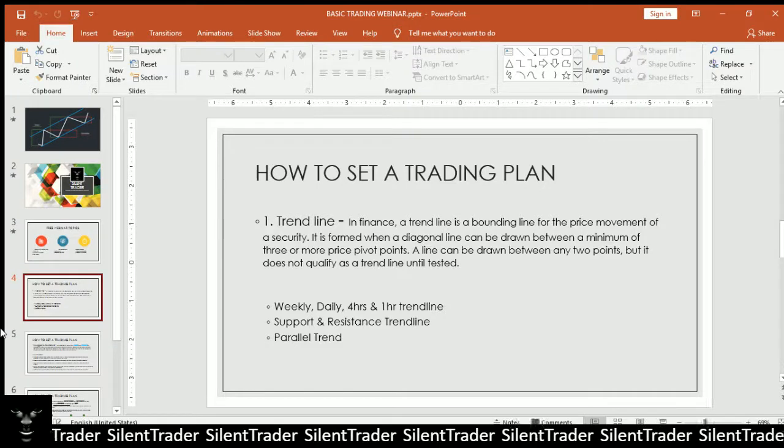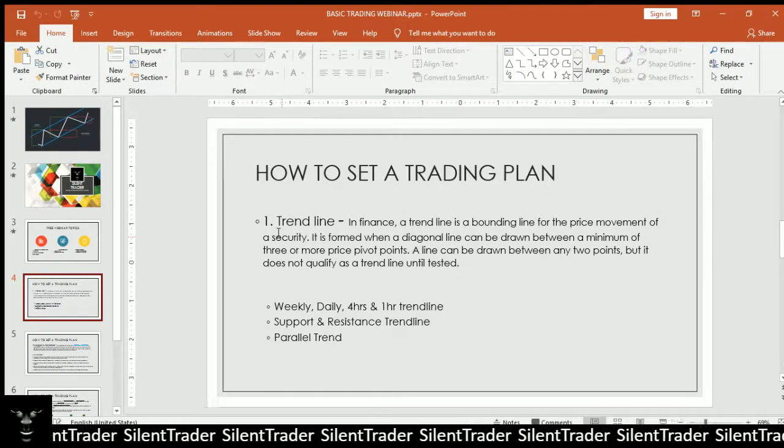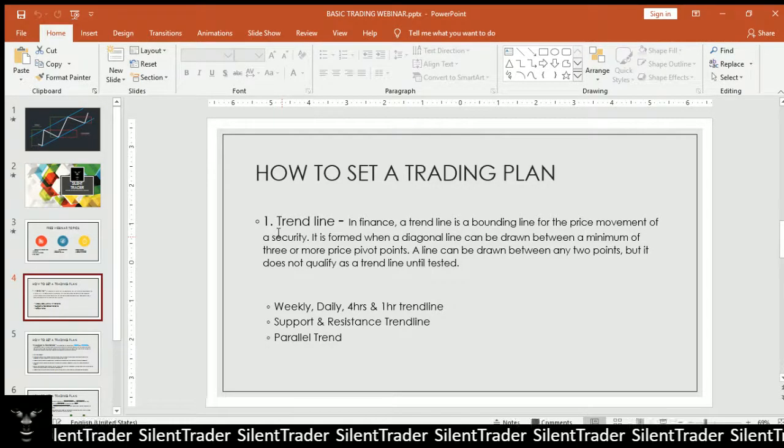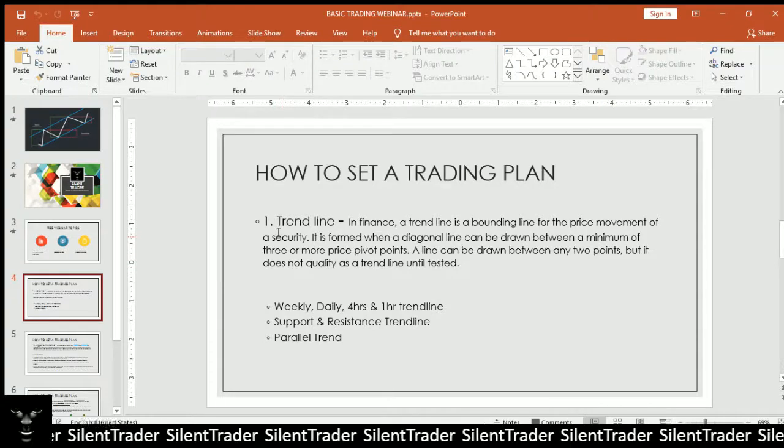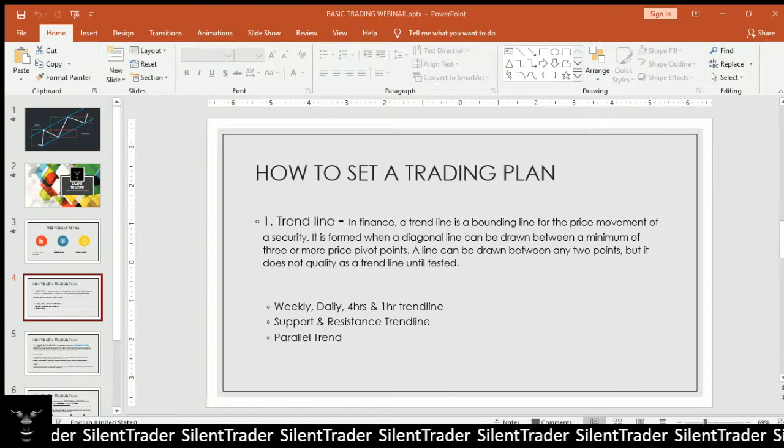So it's just like drawing a line upward or downward. But we have to consider three things. First, our time frames: weekly, daily, 4 hours and 1 hour. We also have support and resistance trend lines. And third will be the parallel trend. That's what we will discuss later. So, let's start. Let's go to our chart.